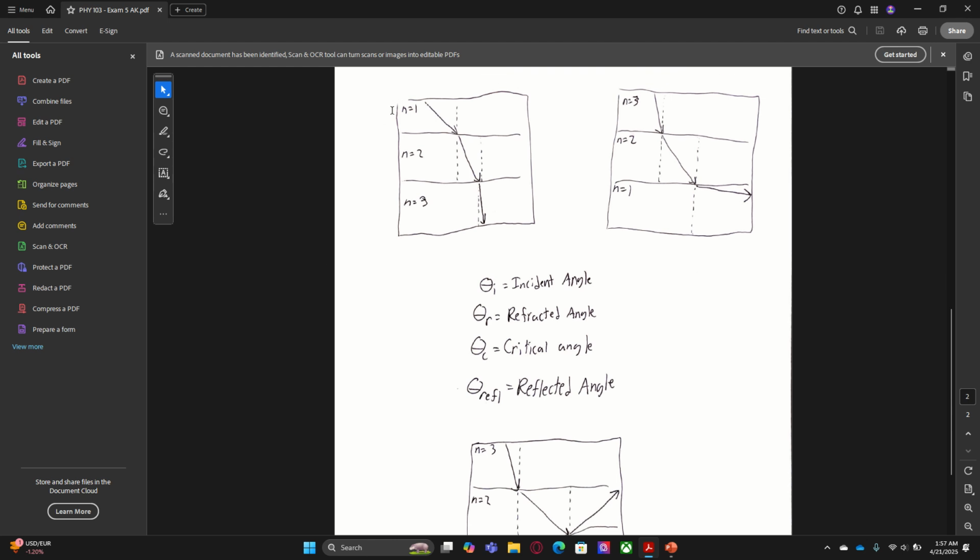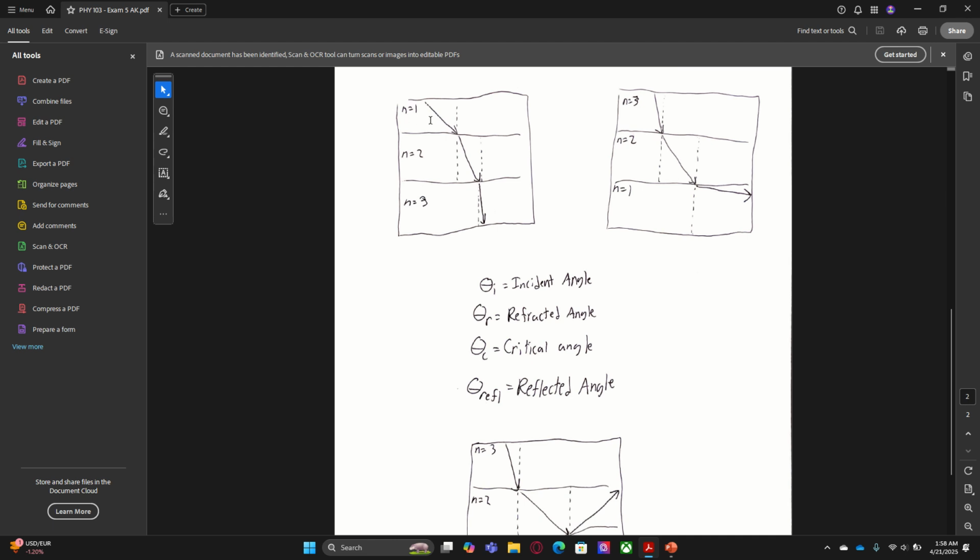Let's say we have a ray that's traveling at a certain angle, and the angle that we care about is between the axis that is perpendicular to our boundary between one material and the next. The angle between this perpendicular axis and our ray, those are the angles that we're solving for.